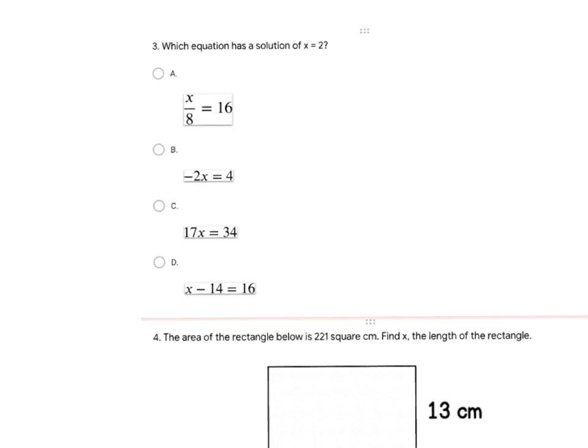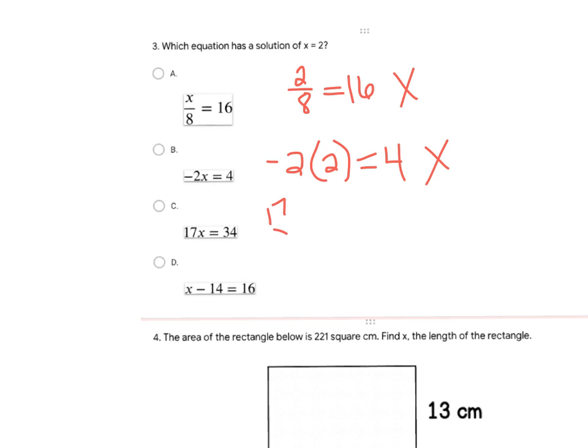So I think the easiest way for me would be to plug in 2 for x. So A would be 2 over 8 equals 16. Is 2 divided by 8 equals 16? No. So this next one, negative 2 times 2 equals 4. Well, a negative times a positive is a negative, so that's not right. And then 17 times 2, let's suppose you don't feel like multiplying this out. You could wait and save that one.